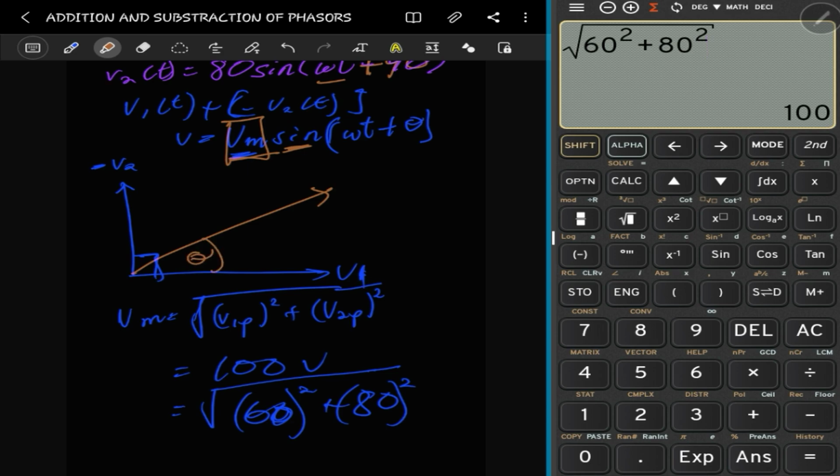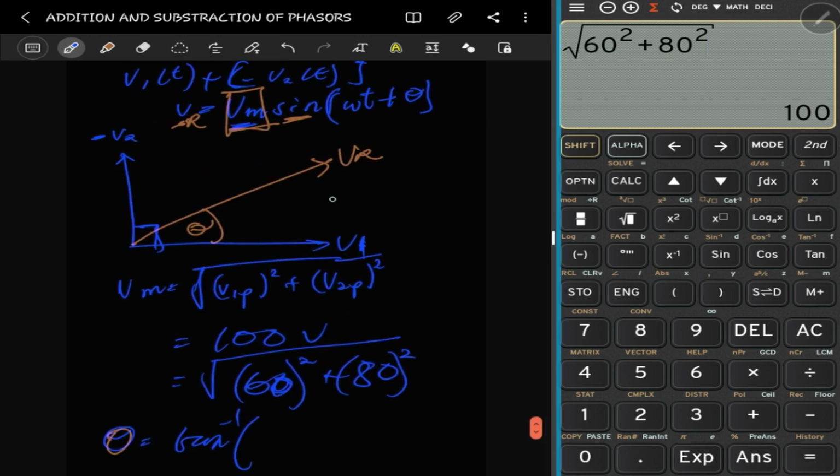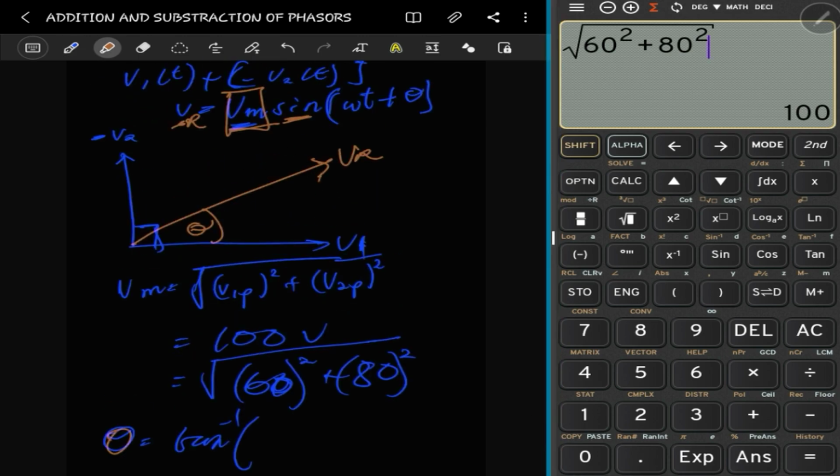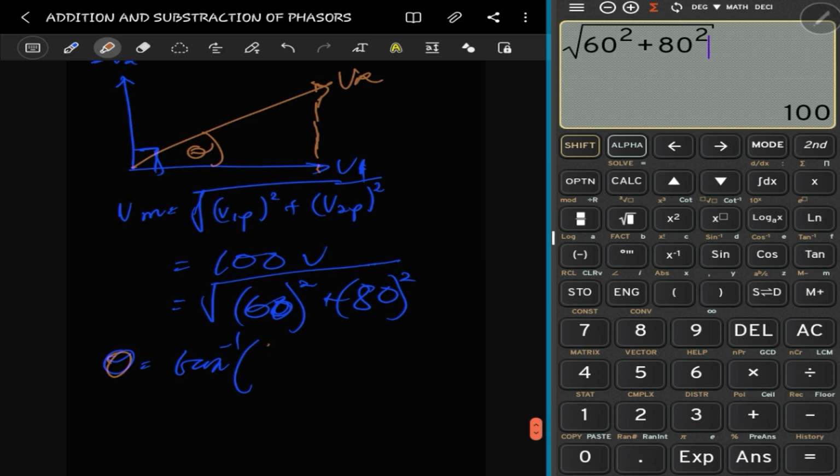So what does it tell you? This tells us that the v that we are looking for, let's say Vr, this Vr will lead the v1 by theta. So now we'll go forward. To find the theta, as we've said, theta is tan inverse of, looking at it very well, we have a small triangle here. Opposite will be v2, so v2 peak on v1 peak.